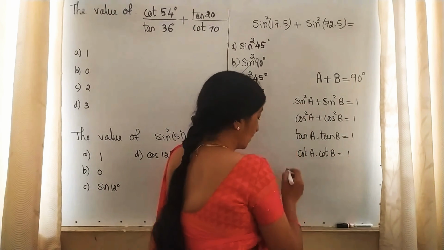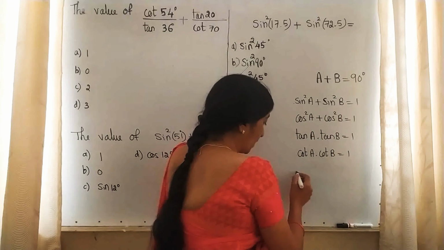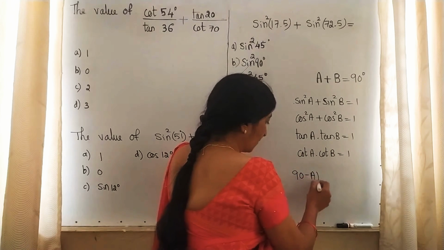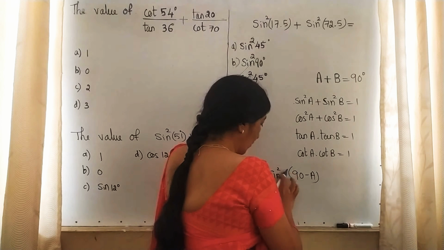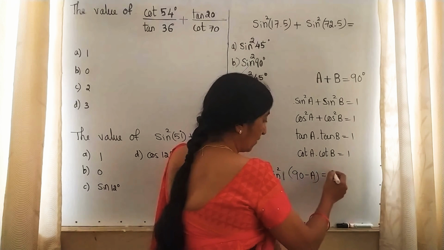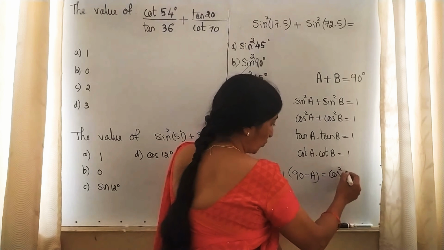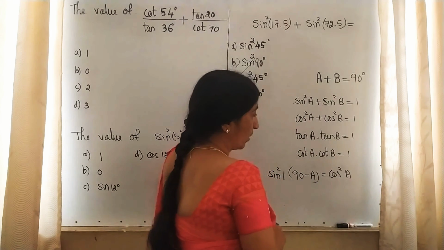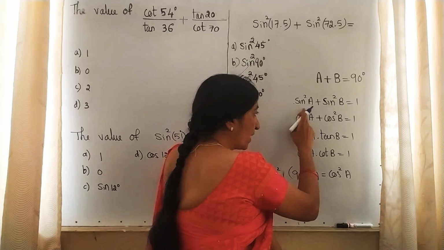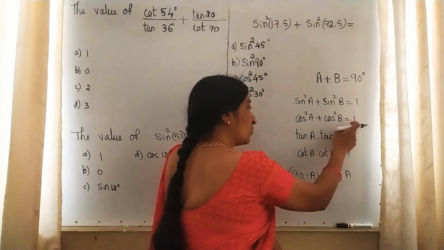Why are we writing like this? See, B will be written as 90 minus A. Sin square of 90 minus A. If it is 90 minus A, it changes to cos square A. So you will get sin square A plus cos square A, which is 1. Like that, cos square A plus cos square B is 1.